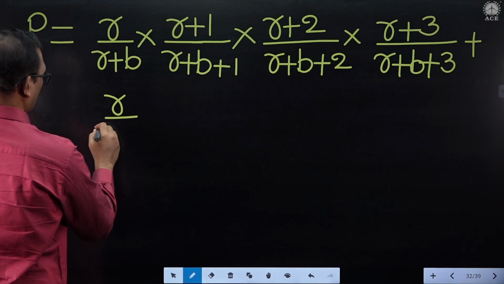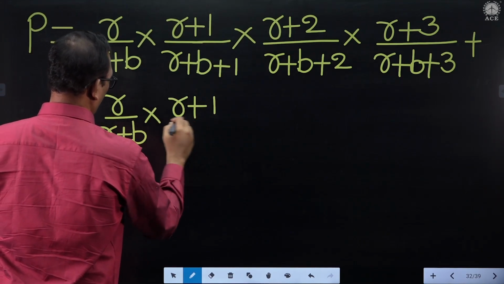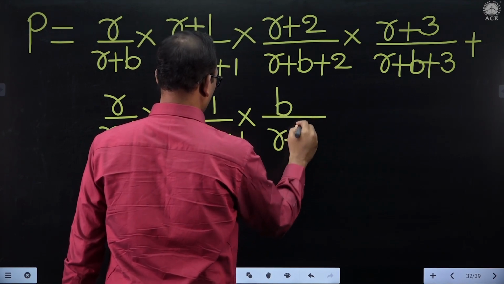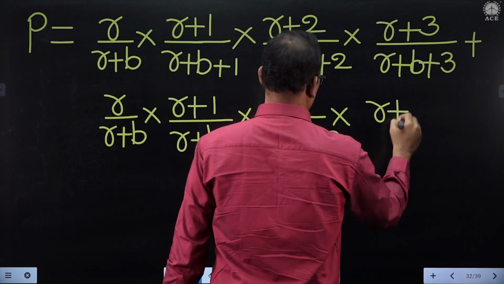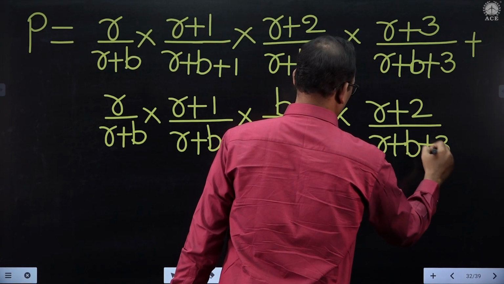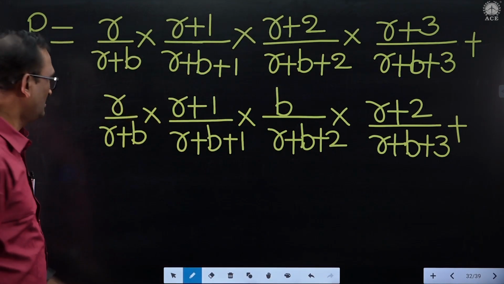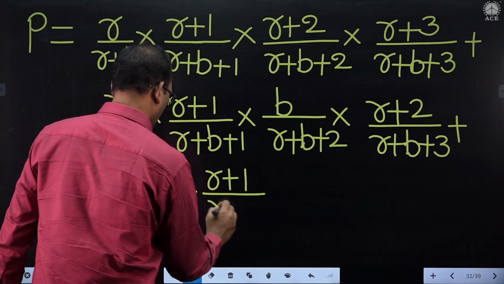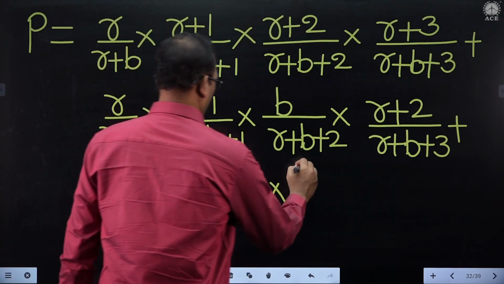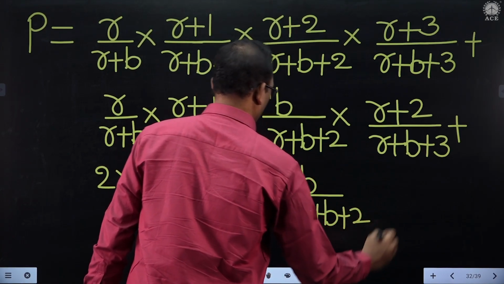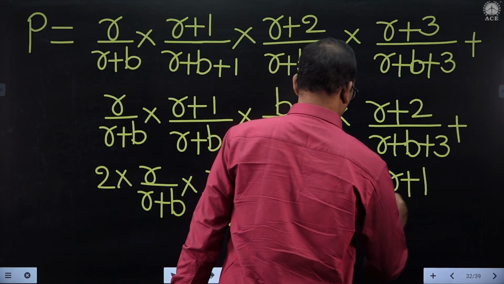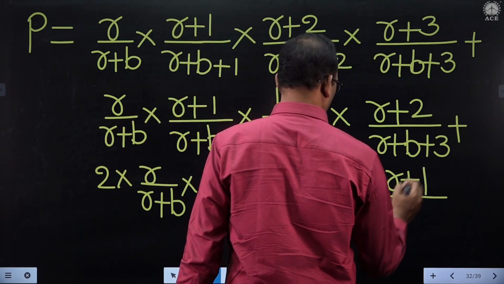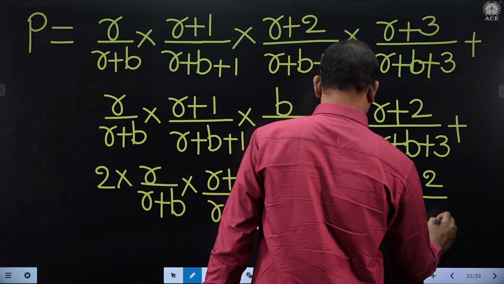Plus 1 time of the bracket is R by R plus B, R plus 1 by R plus B plus 1 into B by R plus B plus 2 into R plus 2 by R plus B plus 3, plus 2 times of the same bracket, that is 2 into R by R plus B, R plus 1 by R plus B plus 1, plus B by R plus B plus 2, R plus 1 by, this is R plus 2, R plus B plus 3.